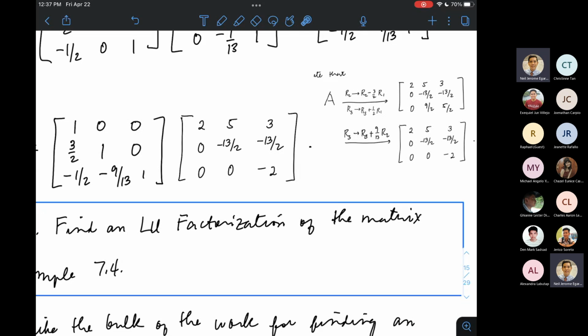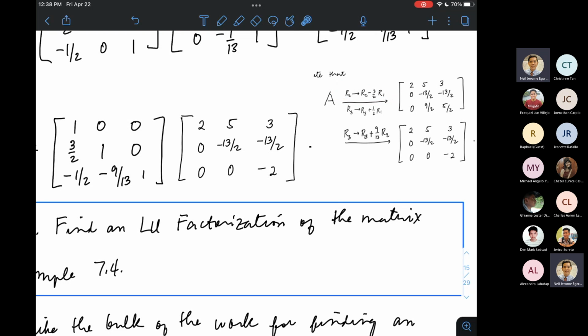kung susundin nyo tong process na ginawa ko, so yung matrix L ay unit lower triangular. So alam mo na yung main diagonal niya ay puro ones, sa ibabaw nung main diagonal puro zero na yung laman. Okay? Tapos yung mga laman doon sa ilalim ng main diagonal ni matrix L, sila lamang yung negation ng mga multipliers doon sa elementary row operations na ginamit nyo. Alright? For instance, look at this guy.